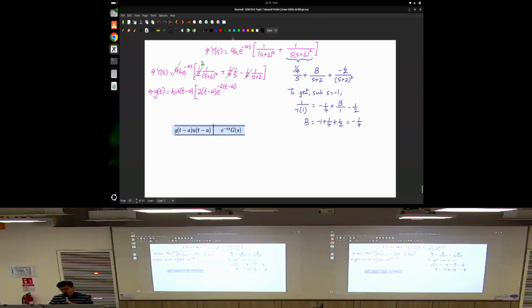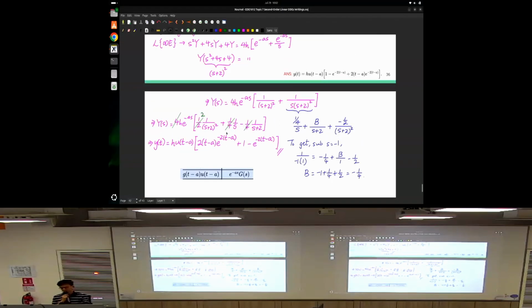Then after that you have another 2 terms, so just do the same thing. 1 over s, obviously, is just 1. Then after that you have a minus 1 over s plus 2, so therefore minus e to the minus 2 (t minus a). So this will be your solution for the suspension system. Any questions on using the Laplace transform?